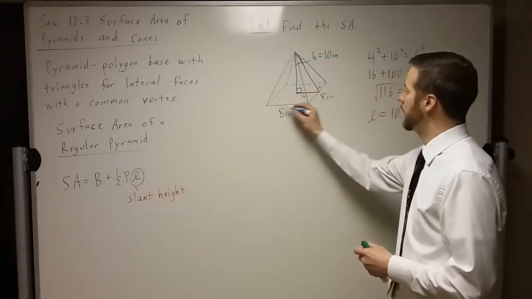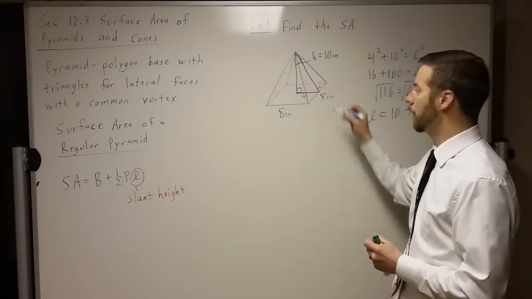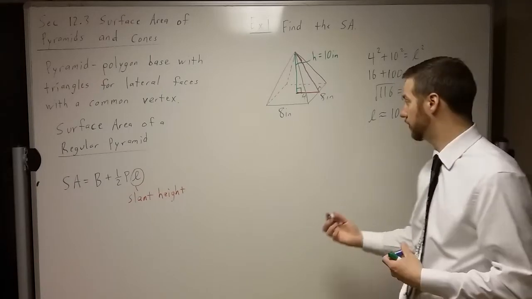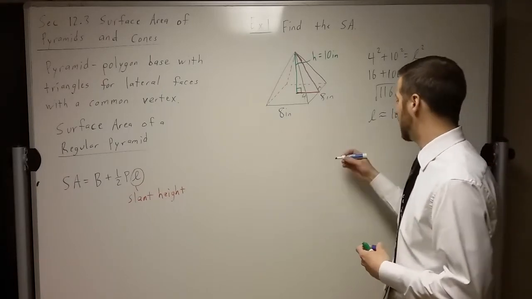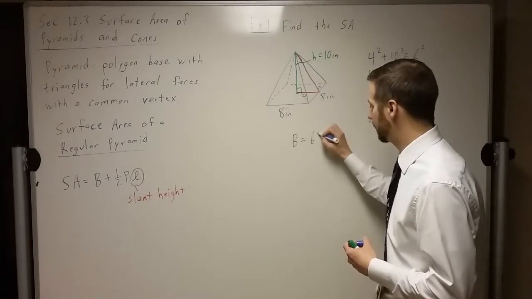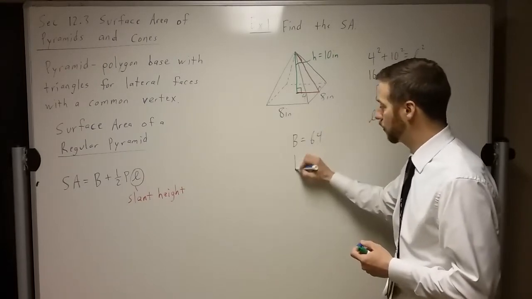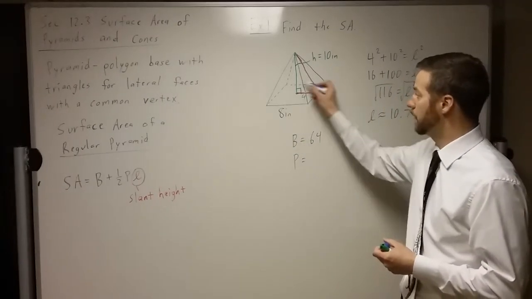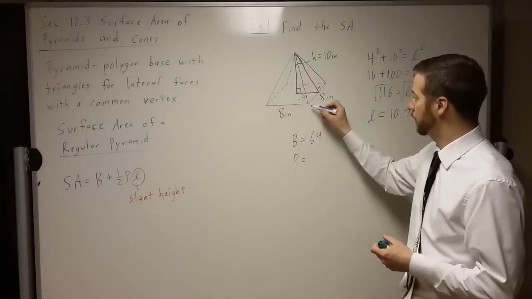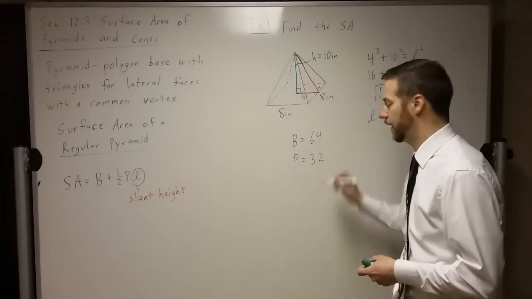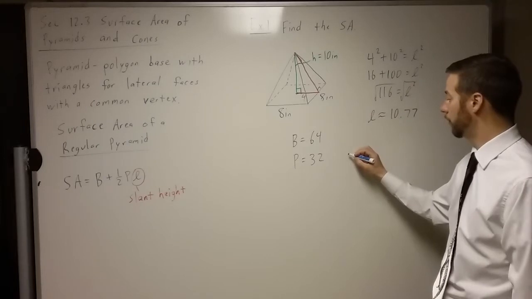So the area of the base is a square. Remember, the way we find the area of a square is just length times width, or the side length squared, you could say. And so it's going to be 8 times 8. So the area of the base on this one is just 64. The perimeter of the base is just distance around the outside of the base. And so the base is 8 plus 8 plus 8 plus 8 for the perimeter, or 8 times 4. So that's 32.